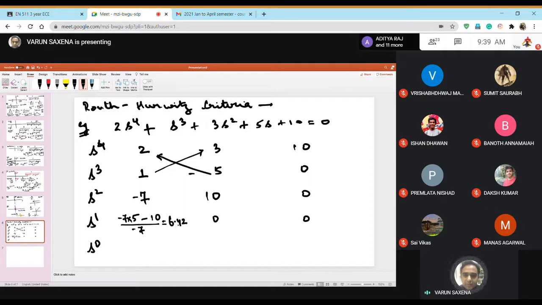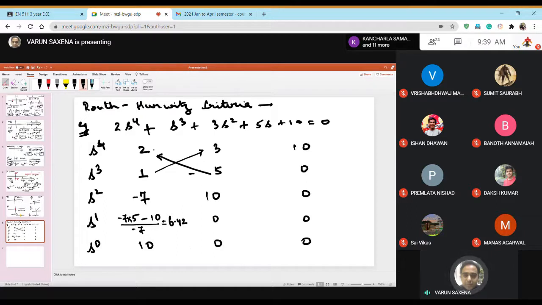So 6.42 multiplied by 10 minus 0 multiplied by minus 7 divided by 6.42. So you basically get a 10 here. Then you have 0 and then you have 0. So now this is the table. So at s equal to 0, you have this table and that's it.